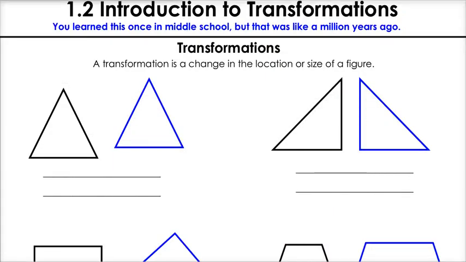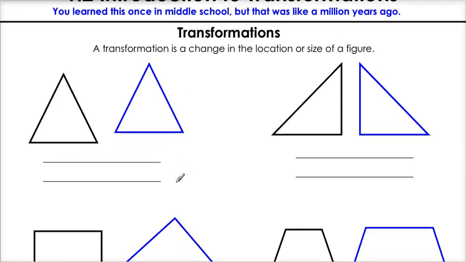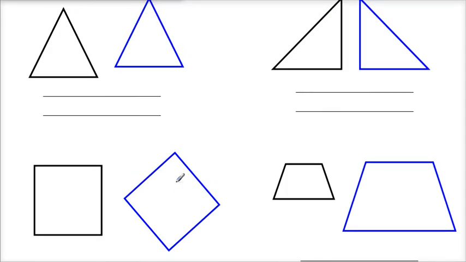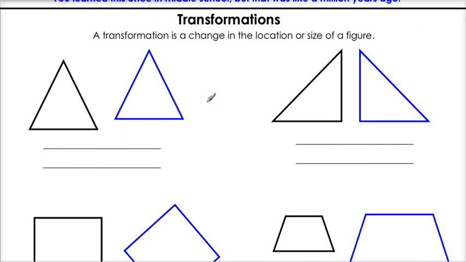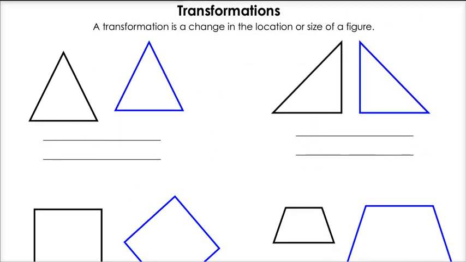Okay, well, let's get to business. Let's talk about lesson 1.2, Introduction to Transformations. Now, I will say you probably remember this from middle school because you have talked about this before. Transformations, there's four kinds that we're going to discuss. A transformation is a change in location or size of any figure. Okay, that is a transformation. Just changing the size or location. And there's four ways we're going to do that.